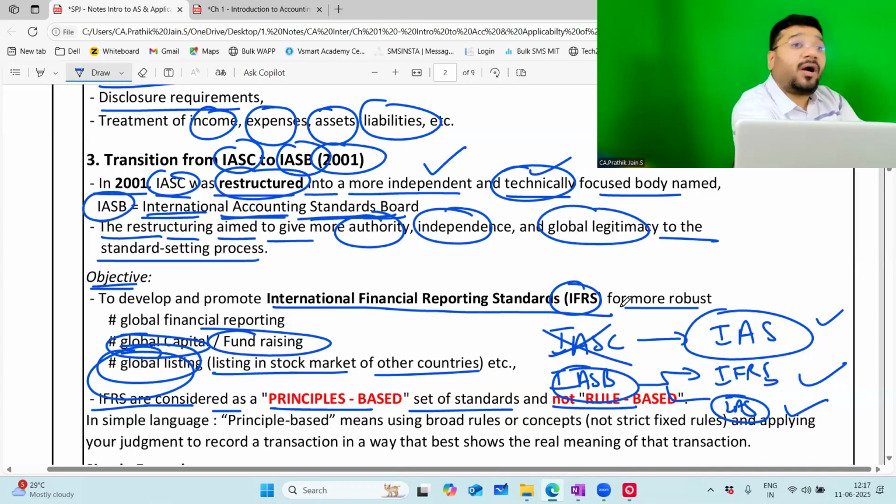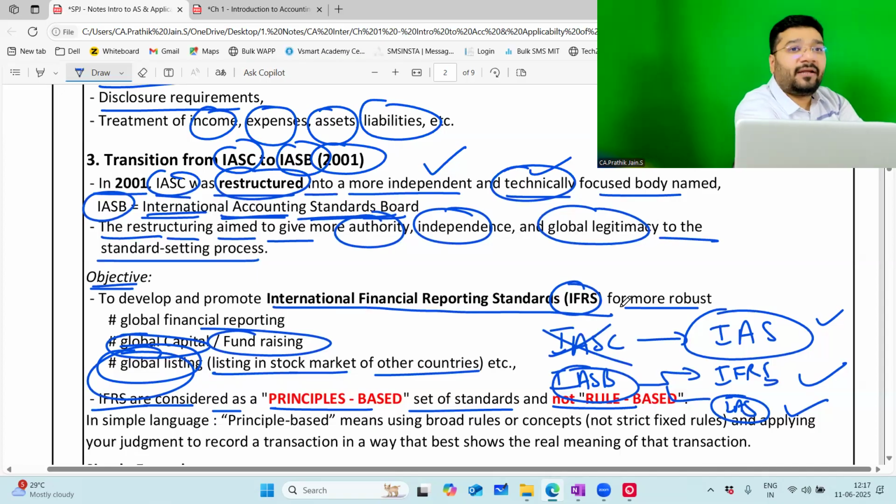For information, accounting standard is rule-based. Ind AS, Indian Accounting Standard, is principle-based. So IFRS and Ind AS are principle-based, whereas accounting standards, AS 1, 2, 3, what we follow now, are rule-based. What is the difference between the two? With rule-based, we cannot change, modify or customize. With principle-based, we can allow customization.